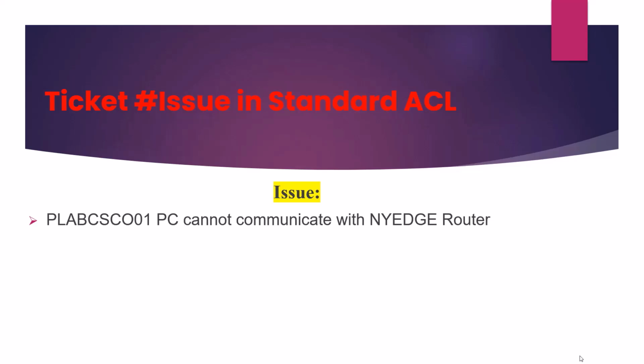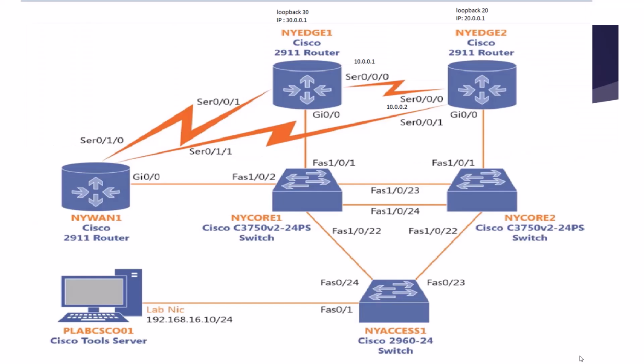Here, PLAB CSC001 PC or server cannot communicate with the NY-H1 router. So we need to check this, because this server PLAB CSC001 is having IP 192.168.16.10. It cannot access this NY-H1 router that is having IP on this interface Gigabit 0/0, 192.168.16.50. So we will check the scenario on the practice lab.